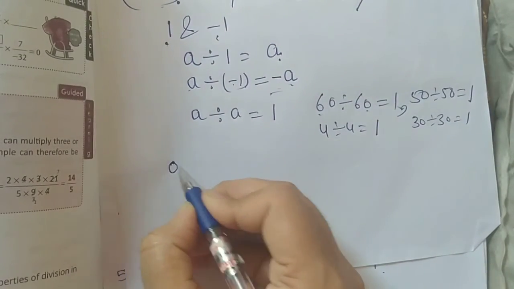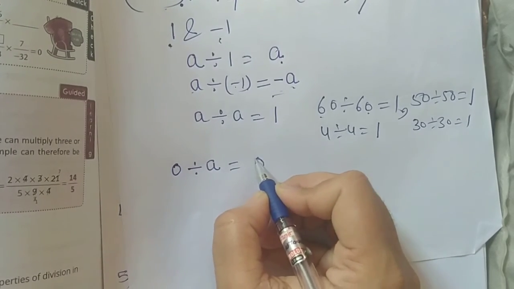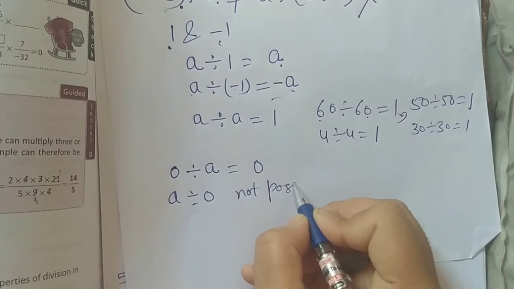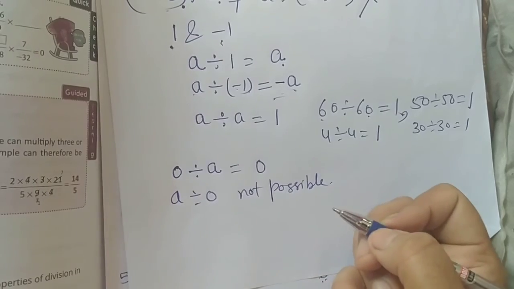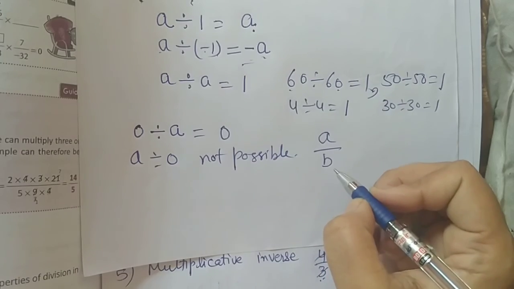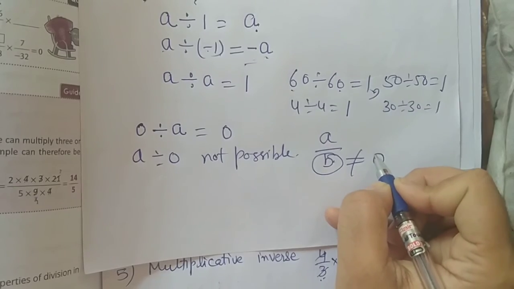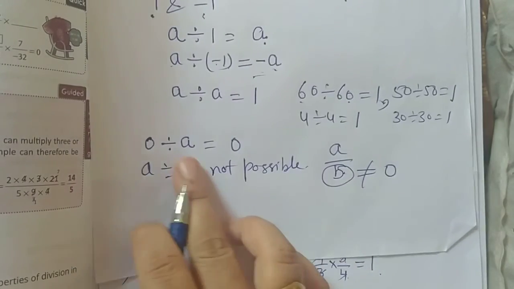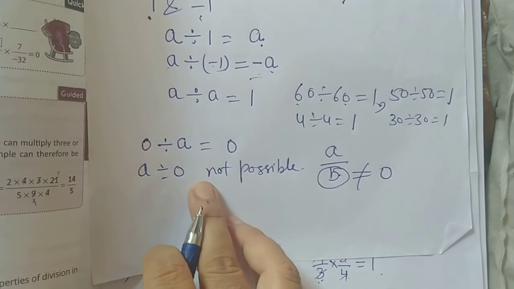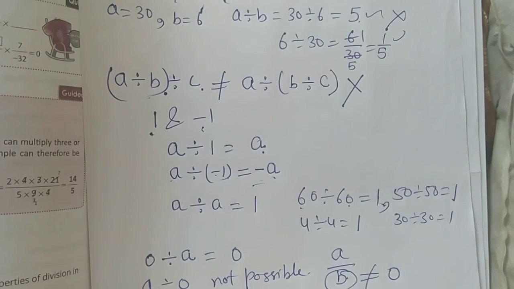And if we divide 0 by any rational number, the answer will be 0. But a divided by 0 is not possible, because when we started the first chapter, it was said that if we write a rational number in a upon b form, then the denominator should not be equal to 0. So it is undefined. So 0 divided by any number will give us 0, but any number divided by 0 is not possible. So I think it is clear up to here.